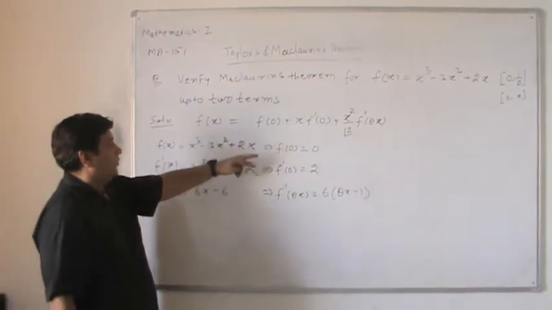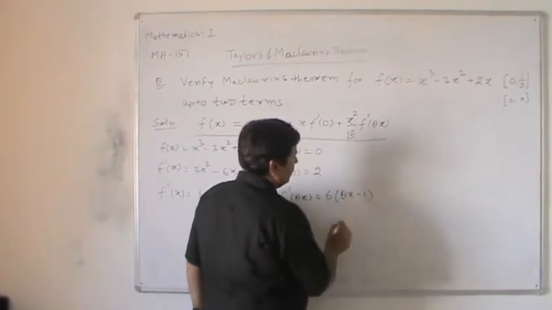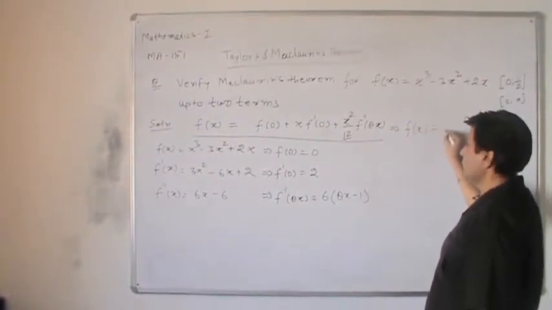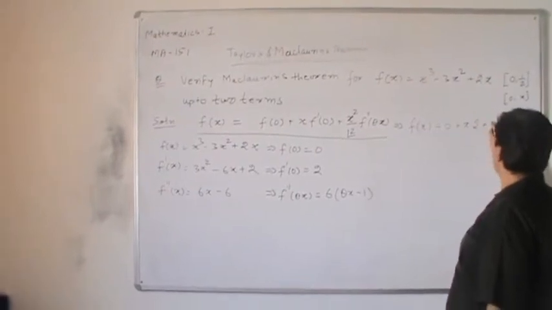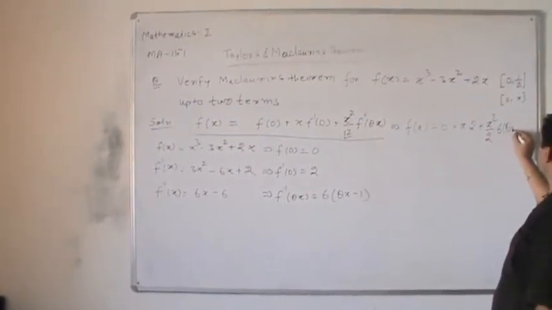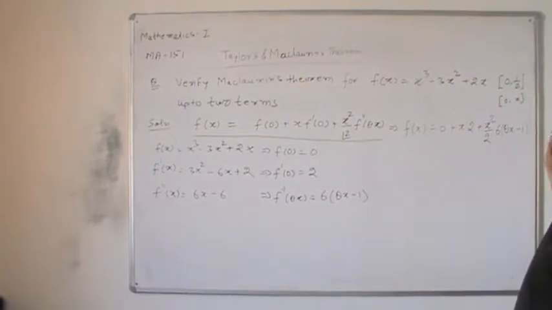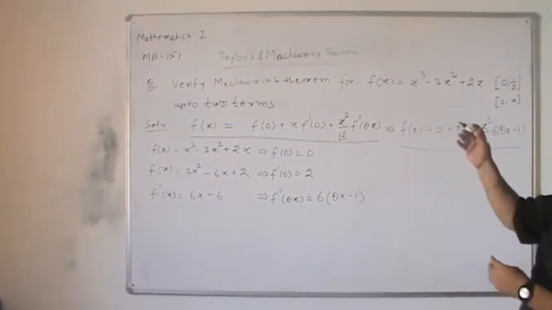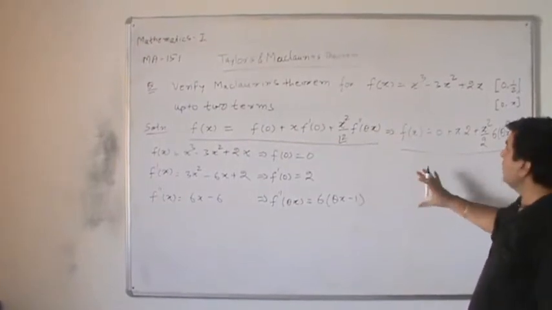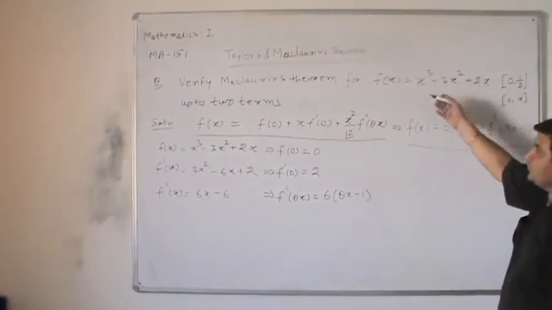Now we put these values in the above statement of the theorem. So we get f(x) equal to 0 plus x into 2 plus x square upon 2, and f''(theta x) is equal to 6 theta x minus 1. So we get f(x) equal to 2x plus x square upon 2 into 6 theta x minus 1. Now to verify Maclaurin's theorem, we need to find the value of theta, and if the value of theta comes between 0 and 1, then we will say that our Maclaurin's theorem is verified for this function up to two terms.